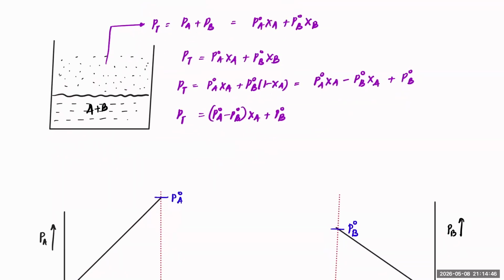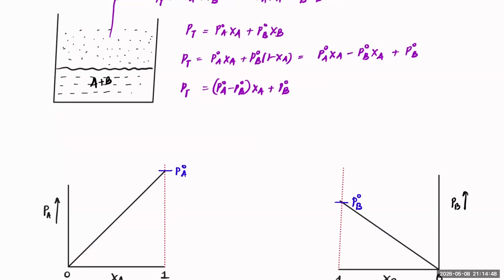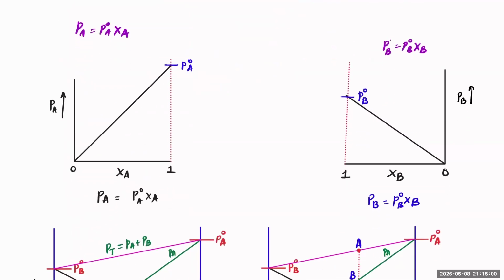Okay. Now, what if we want to plot them individually? We know that PA is equal to P naught A XA, and we know that PB is equal to P naught B XB. Now notice this one. If I write PA on the y-axis and XA on the x-axis, this is y is equal to mx type of graph. So it is the equation of a straight line passing through origin.